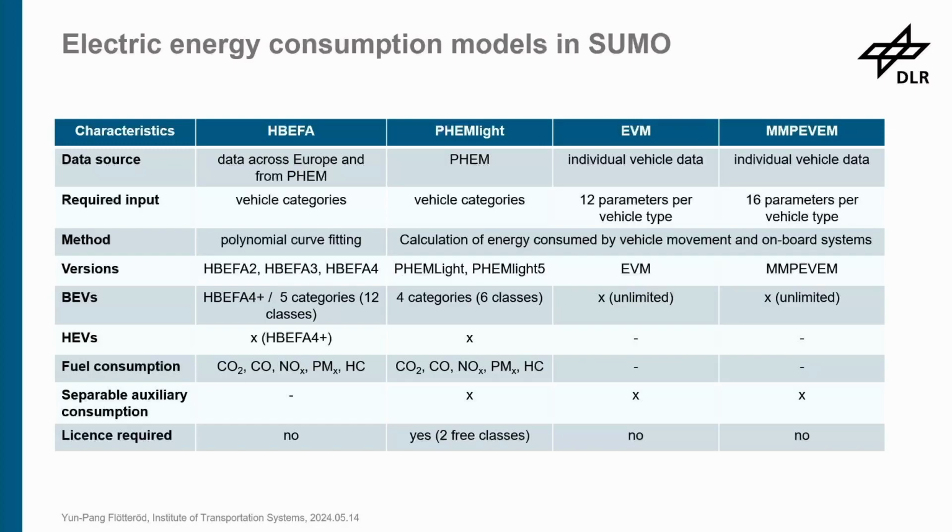The method used in HABEVA is actually polynomial curve fitting with the given data for each vehicle category. That means when you use HABEVA or PHEMlight 5, you only need to define the vehicle type or vehicle categories, sorry. But for EVM and MMP EVM, they calculate energy consumed by different traffic movements and also on board systems. That is the constant consumption.